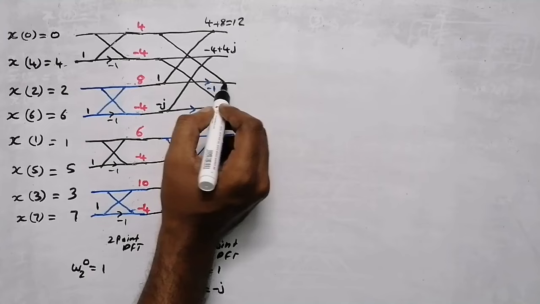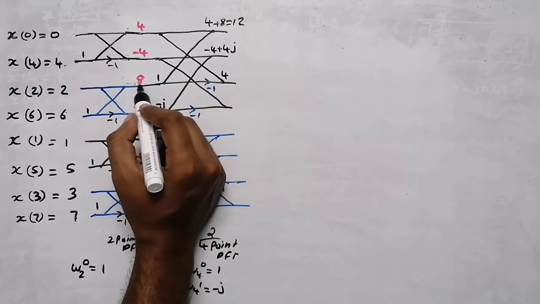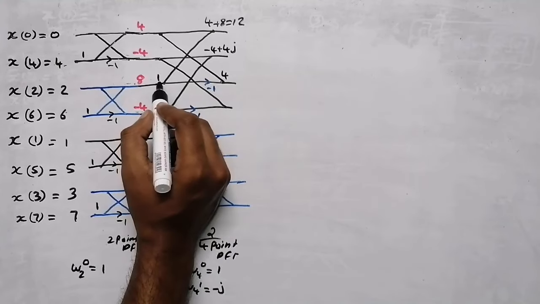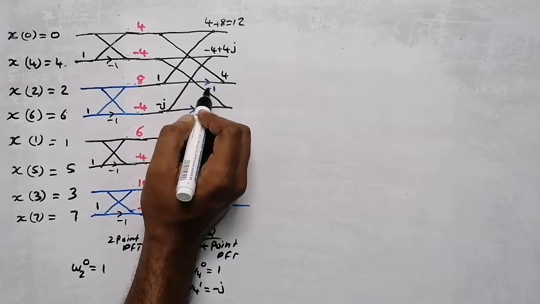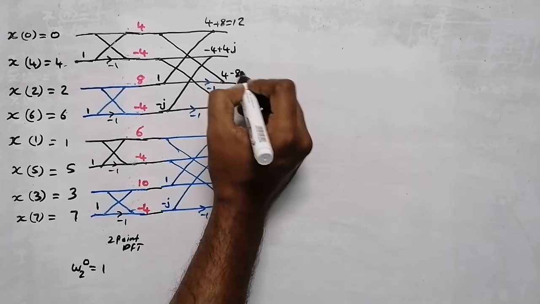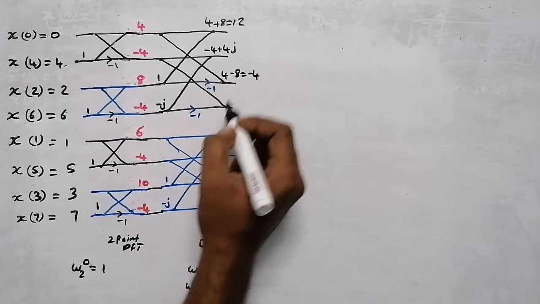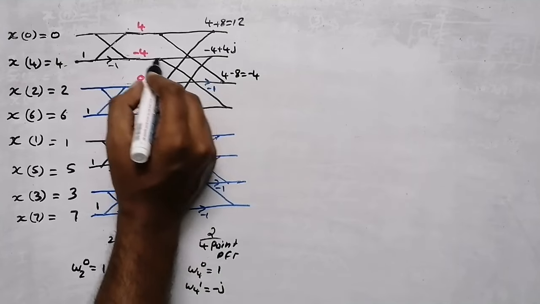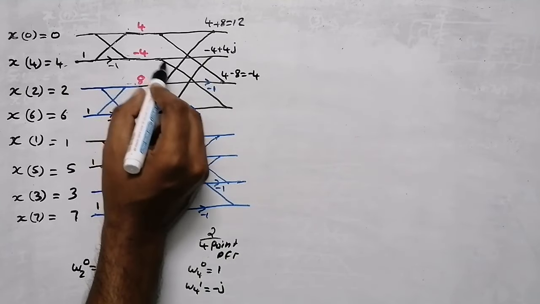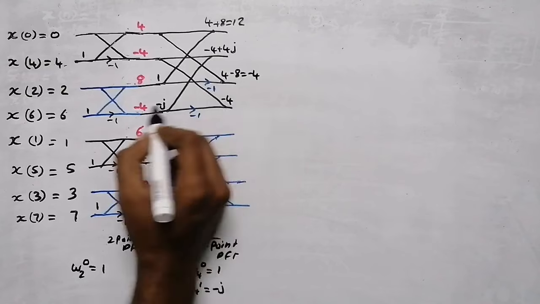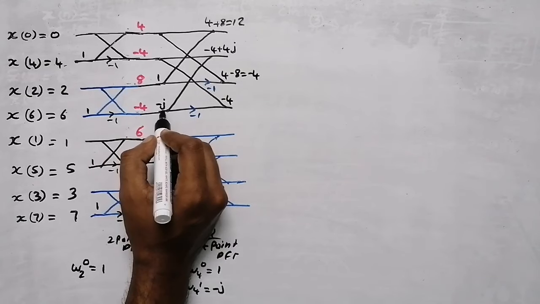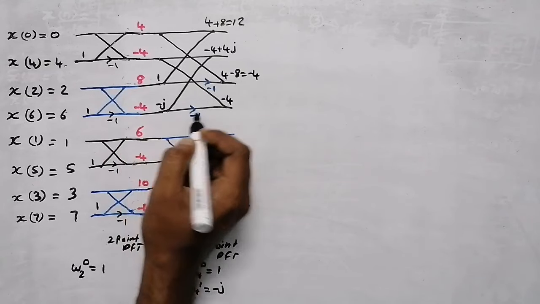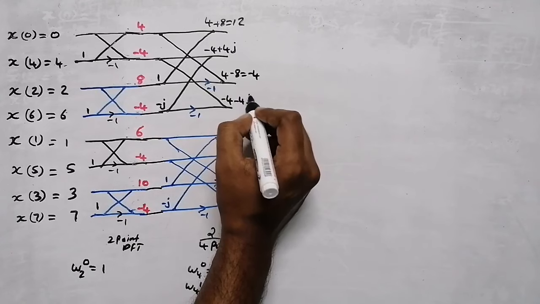Now the third line, the lines coming are this one and this one. This one, the value is 4. In this one, the value is 8 into 1, it is 8. 8 into minus 1 will be minus 8. So 4 minus 8, we will get minus 4. Now here, the lines coming are this one and this one. This one is minus 4. And this one is minus 4 into minus j, it will be 4j. 4j into minus 1 will be minus 4j.